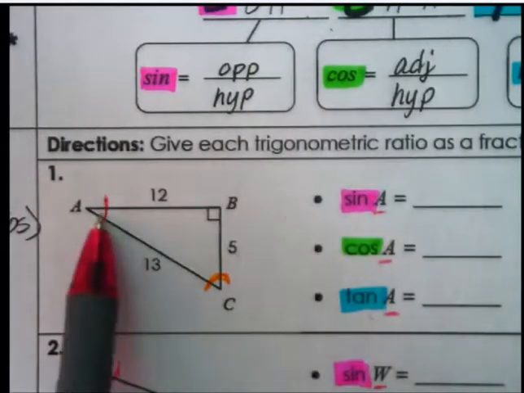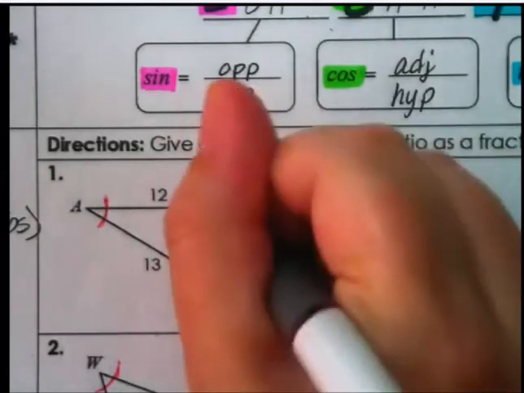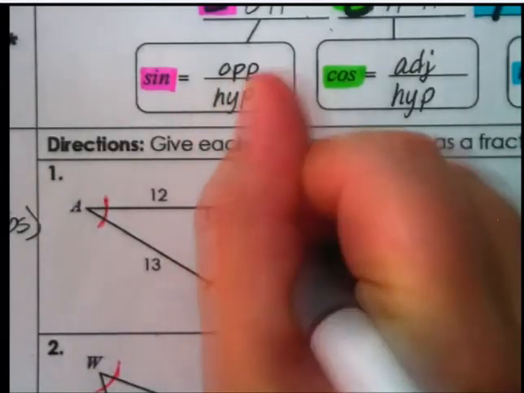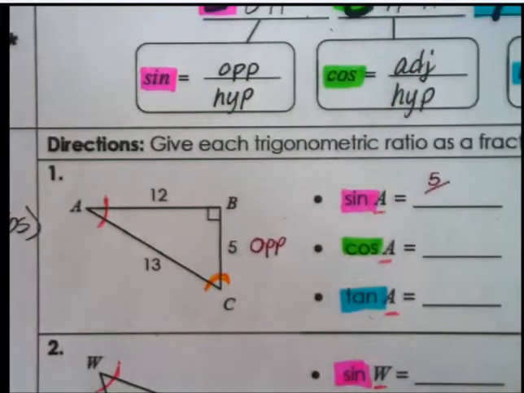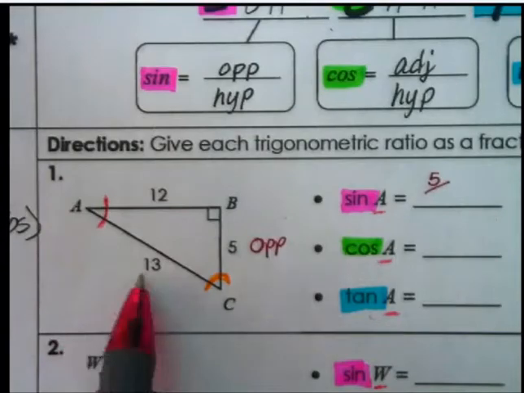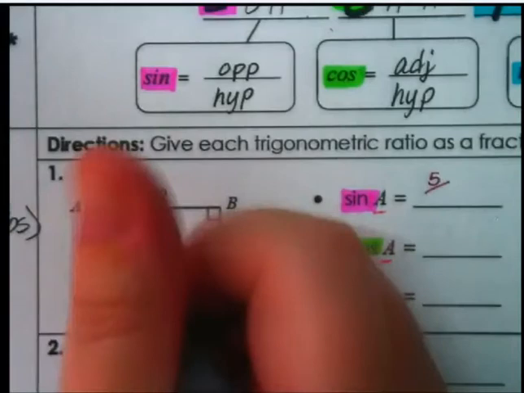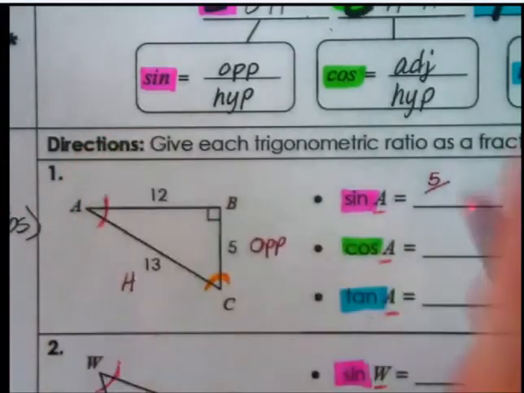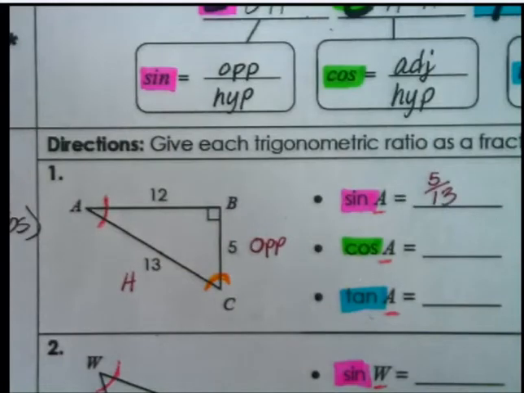The side opposite angle A is 5. So that's opposite angle A. And then the hypotenuse is 13. So this is the hypotenuse, 13. All right, now let's do the cosine.